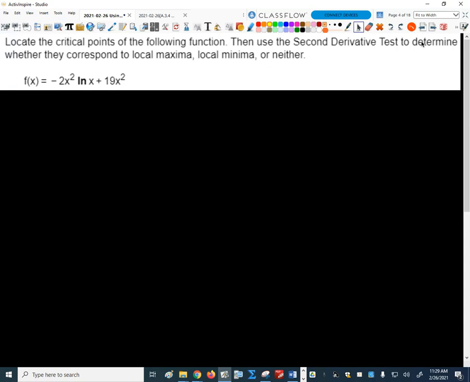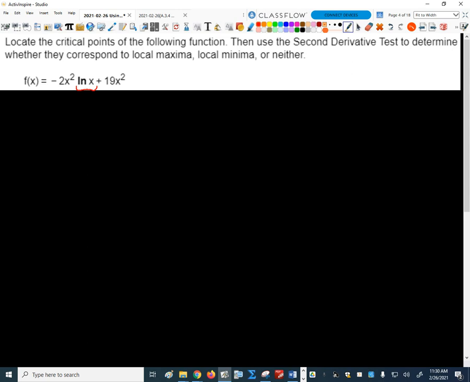Look at this. Where do we have red flags on this function for the domain? Not there. That's fine. Negative 2x squared, there's no value of x you can't input. 19x squared, no value. But right there is a red flag, right? There's a factor in that first term of log x. And so there we drop a red flag.